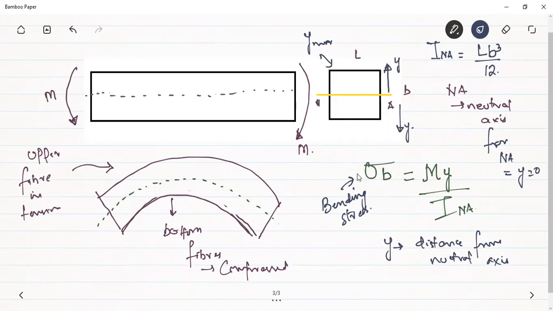Less bending stress means more resistance to bending. The one which will be stressed more is not that resistant to bending. Okay, these are two different terms. One is bending stress, and another is resistance to bending. Higher moment of inertia, less bending stress, but higher resistance to bending.